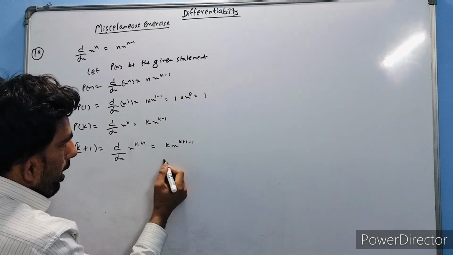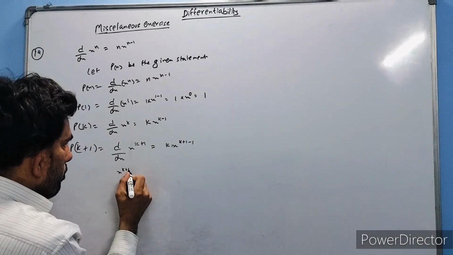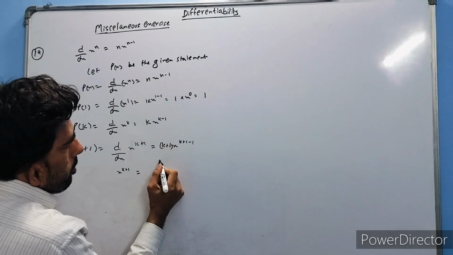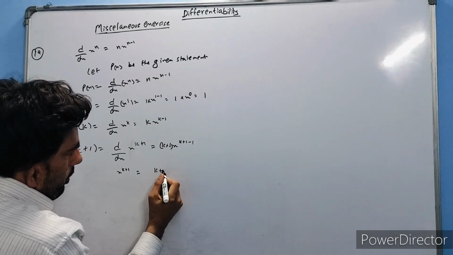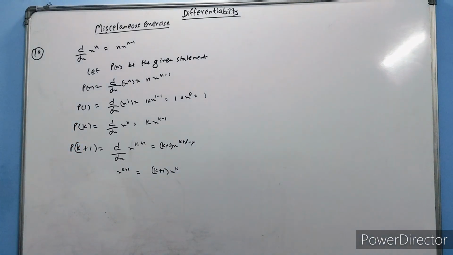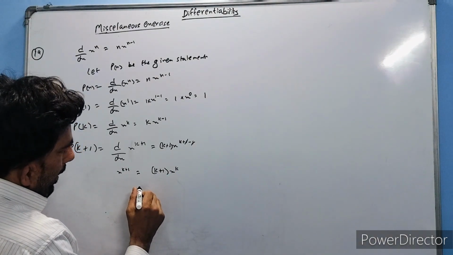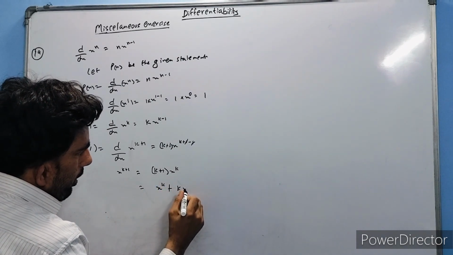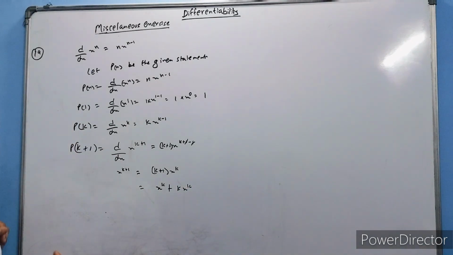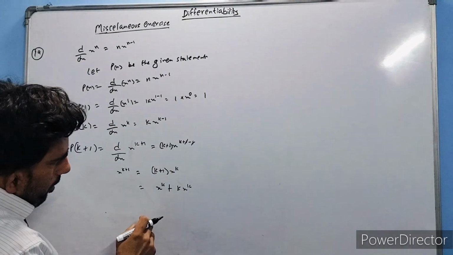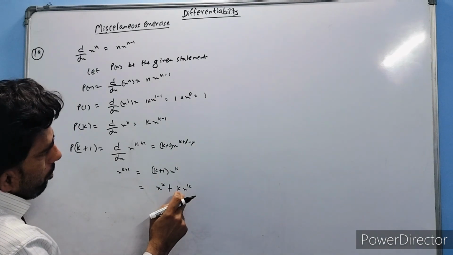So we have this value, x^(k+1). Here we have (k+1), so (k+1) times x to the power k. Now I can multiply it. So I found x to the power k plus k x to the power k. Okay, so we have this. Now I will try to solve this, that is, x^k plus k x^k.